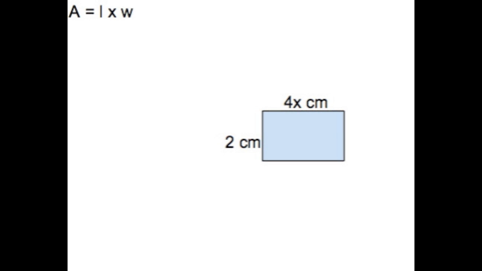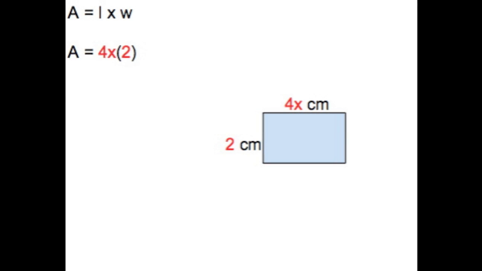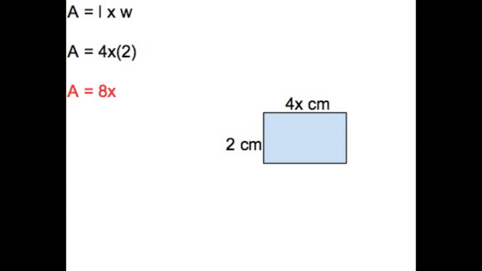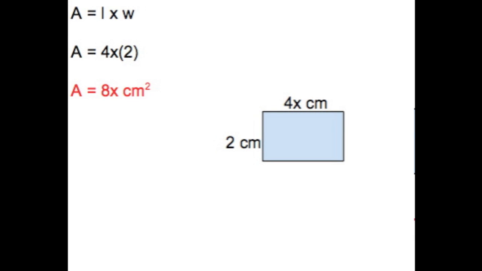The formula for the area of a rectangle is area equals length times width. Our length and width are 4x and 2. So we have to multiply 4x and 2 to determine the area of this rectangle. 4x times 2 is 8x. So the area of this rectangle is represented by the algebraic expression 8x. And our unit is square centimeters because we're dealing with area. So our area is 8x square centimeters.